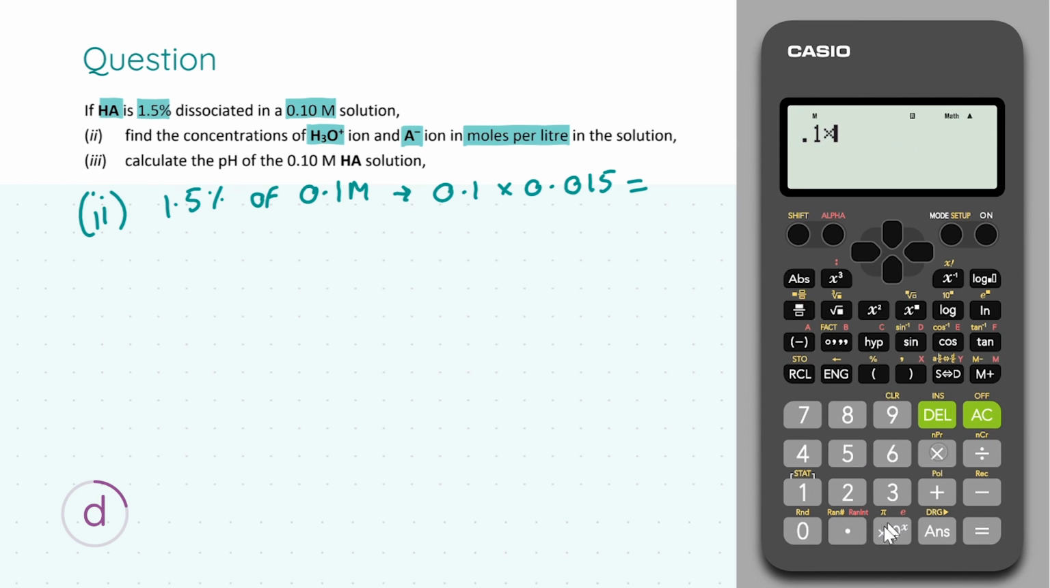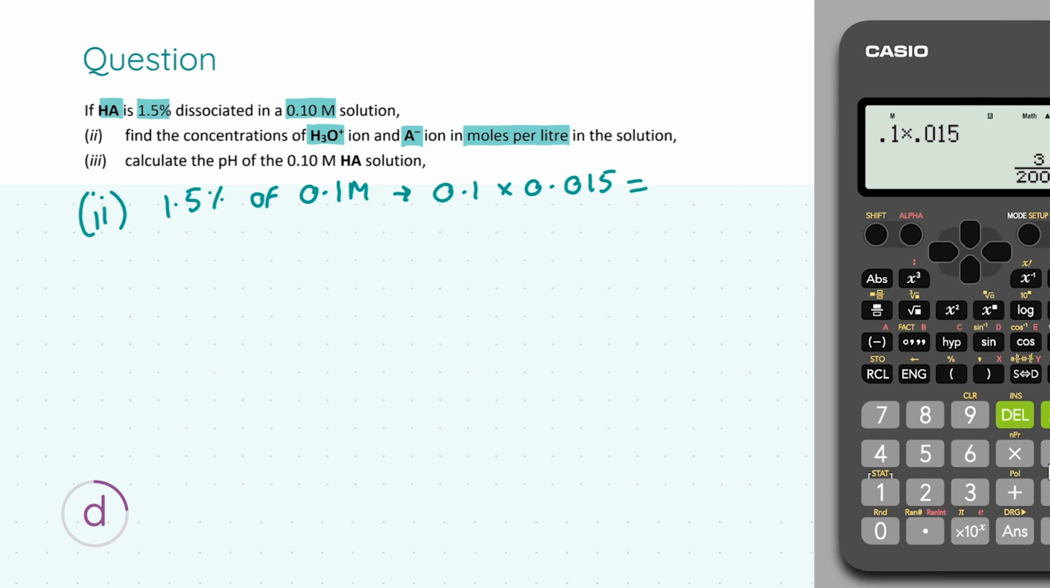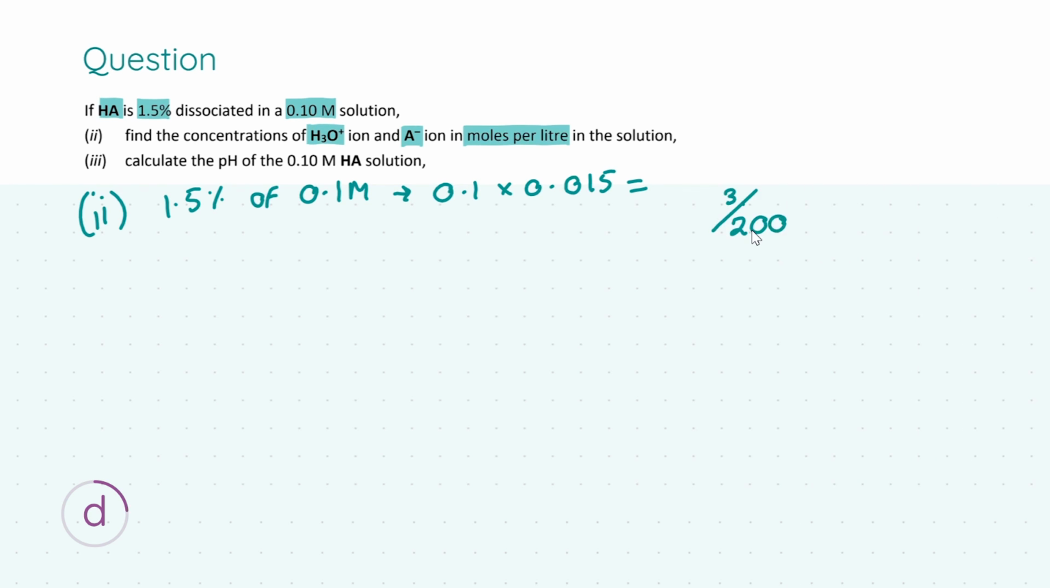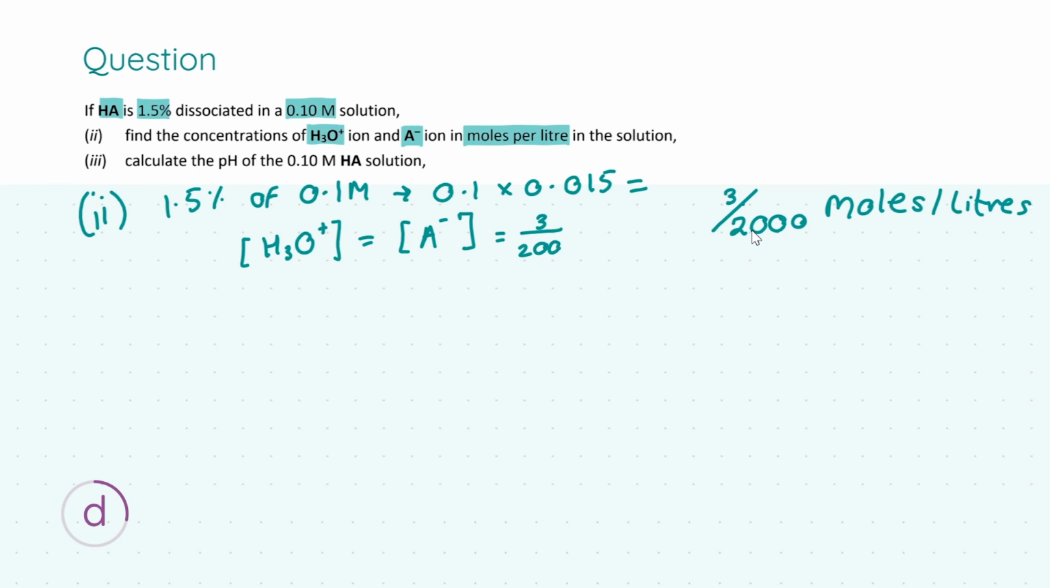And that is moles per litre. You can write it in scientific notation if you'd prefer, but when I see a fraction like this, it just makes a bit more sense to me. It's just personal preference, okay? So they're both the same, so I'm just going to write the concentration of H3O plus is equal to the concentration of A minus is equal to 3/2000 moles per litre, and that can just be represented as M.